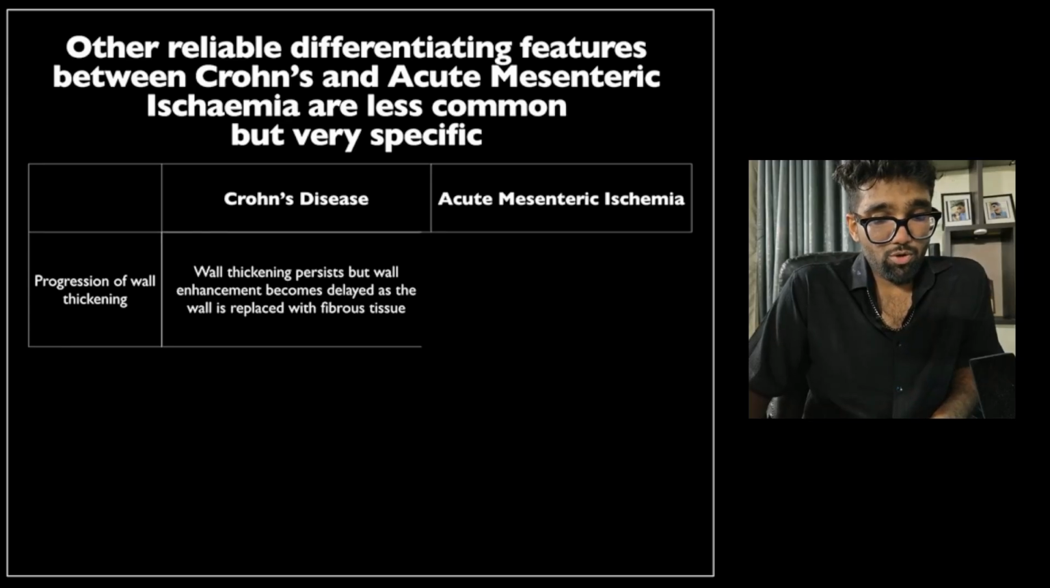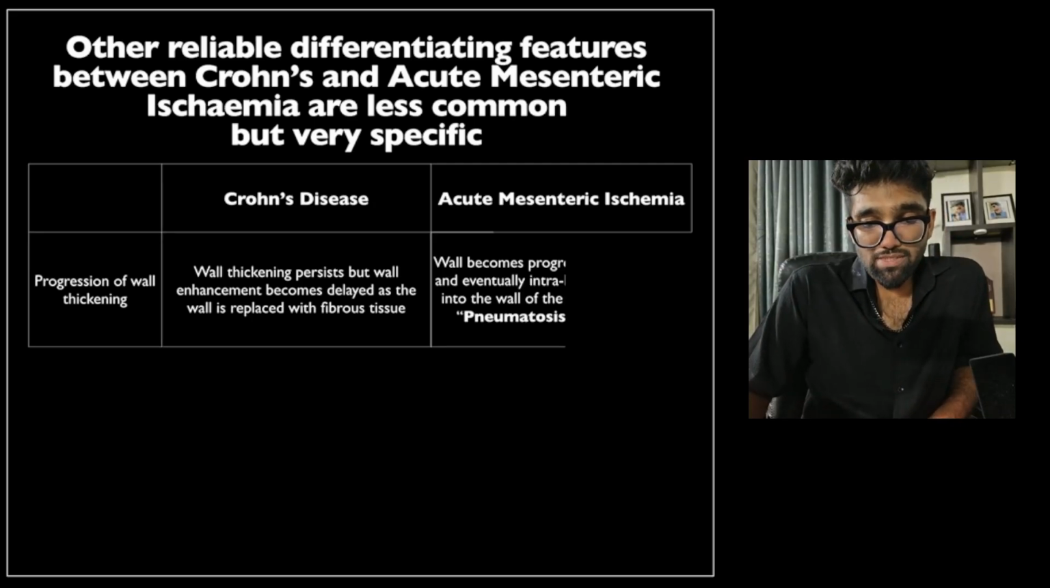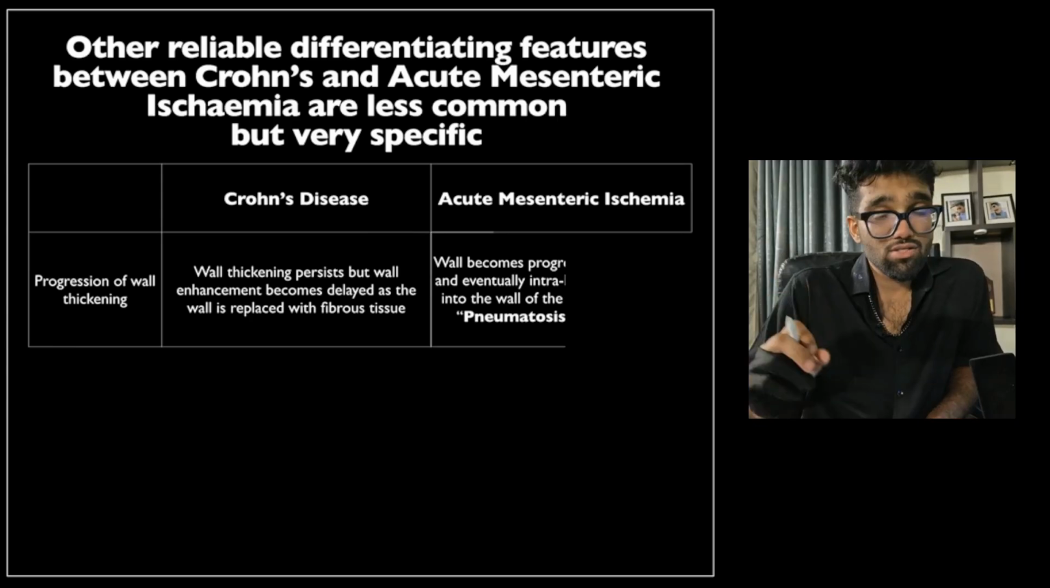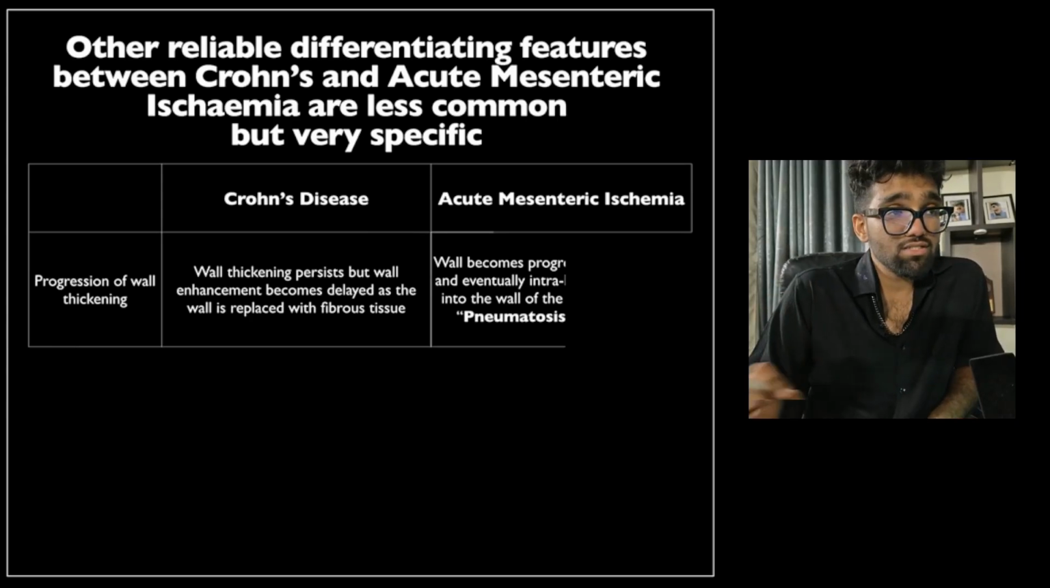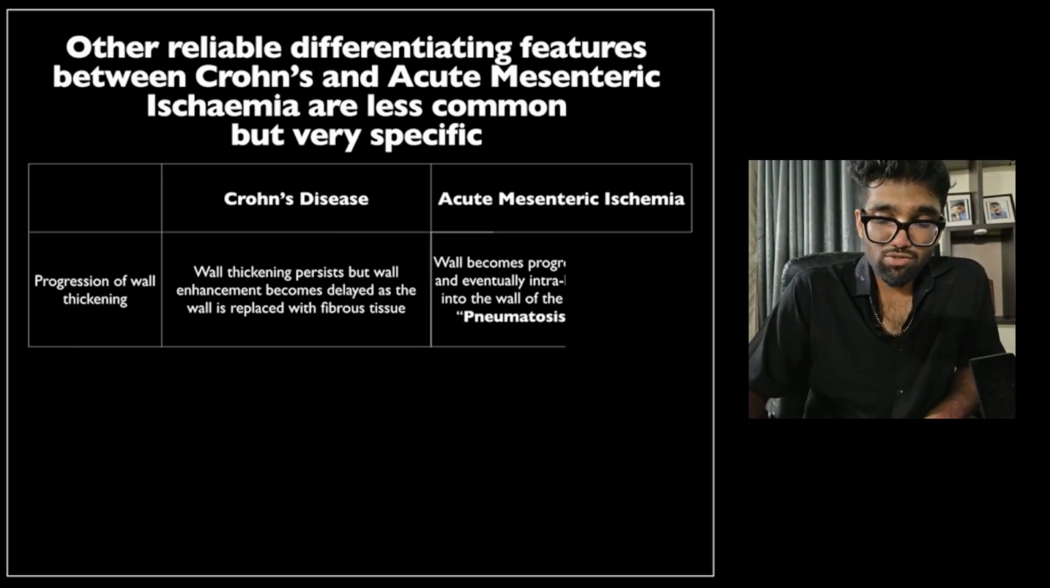Now, progression of wall thickening. In Crohn's disease, as the disease progresses, the wall thickening persists. Initially, there is early enhancement. Later, there is fibrosis, so there is delayed enhancement of the bowel wall. Okay. In acute mesenteric ischemia, the wall becomes progressively thinner because as the ischemia worsens, the tone within the smooth muscle within the wall decreases, and there is dilatation of the wall.